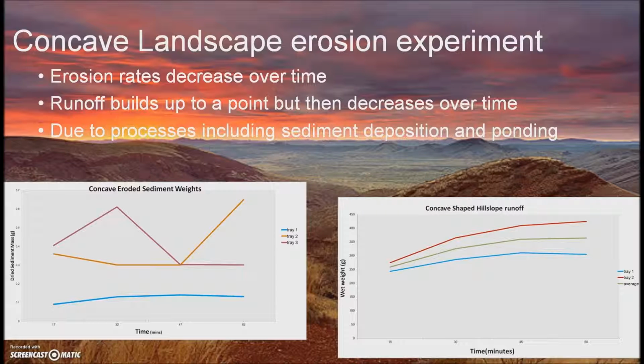Runoff rates within the concave landscape start to build up to a point, but then they start to decrease. This is because the runoff starts to pond in the concave formation of the landscape.